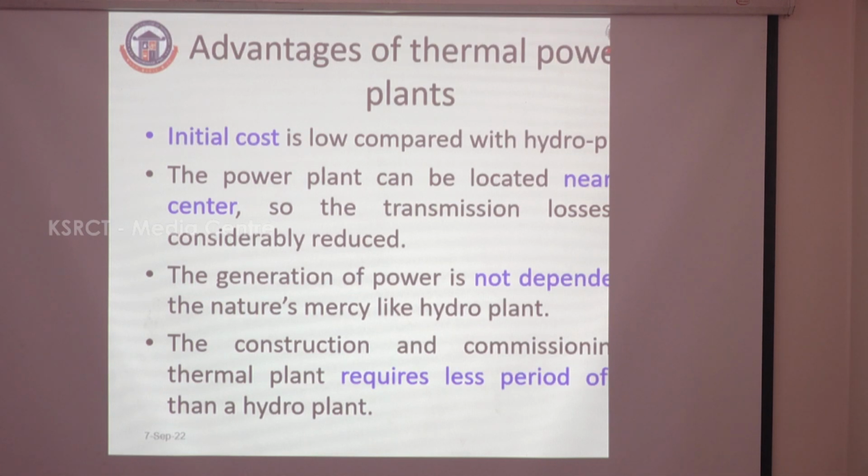The fourth point is that the construction and commissioning of the thermal power plant requires less time compared to a hydroelectric power plant.